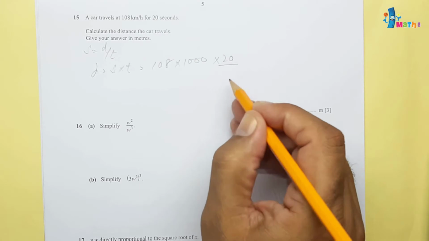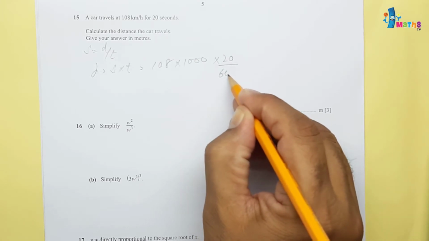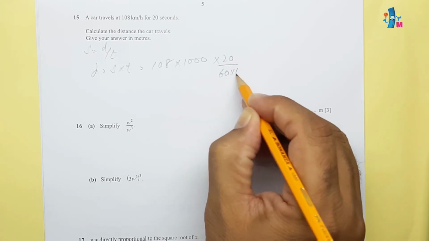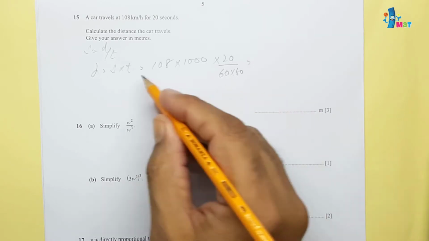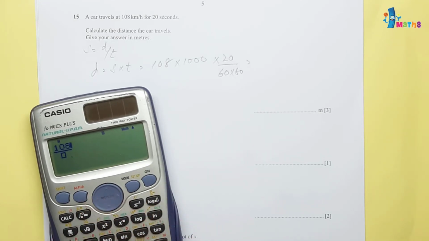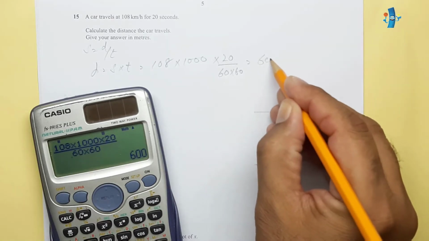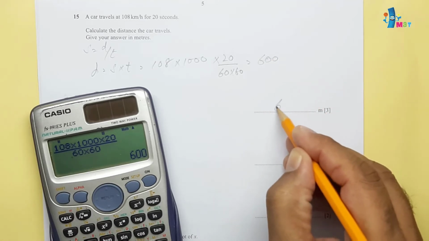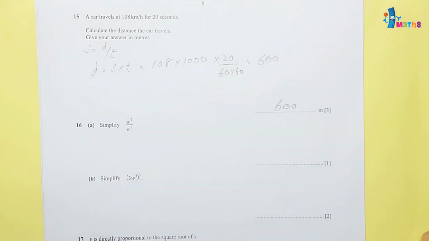We'll have to change it into hours. So first divide by 60 to get minutes, and then divide by 60 to get hours. You'll have to simplify this. So 108 multiplied by 1000, then multiplied by 20 and divided by 60 into 60. This will be equal to 600. So our answer will be 600 meters.